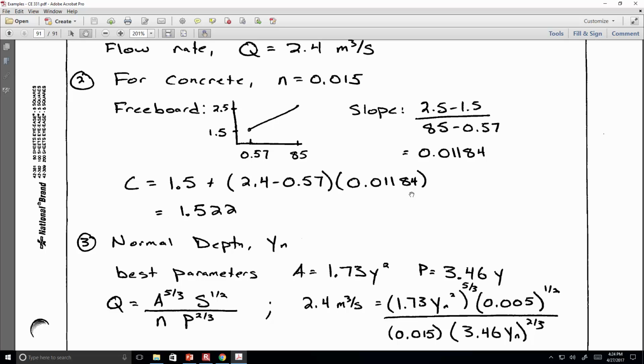So get to that point, and I'm curious to know what depth you get. Hopefully it matches the one that I calculated earlier.